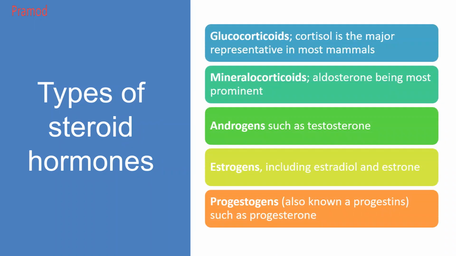Now, what are the types of steroidal hormones? There are glucocorticoids, mineralocorticoids, androgens, estrogens, and progestins. For glucocorticoids, cortisol is the major representative in most mammals. Mineralocorticoids: aldosterone. Androgens: testosterone. Estrogens: for example estradiol and estrone. Progestins: for example progesterone. So these are the types of steroidal hormones that are present.